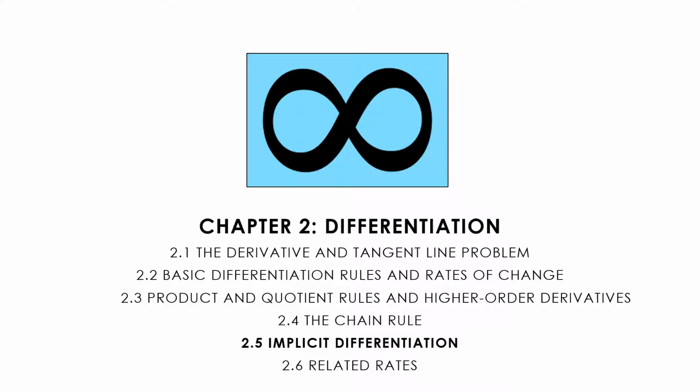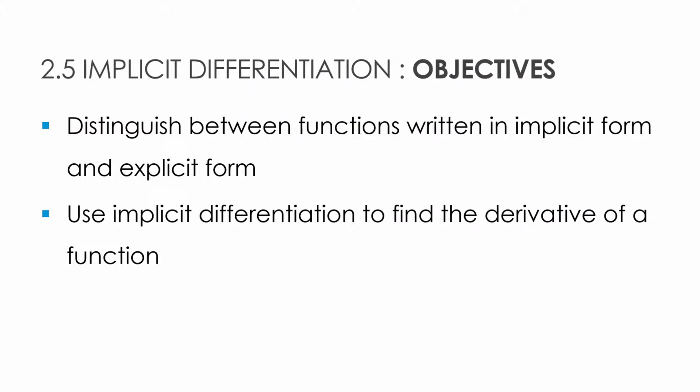Now let's take a look at implicit differentiation, which is section 2.5 in your textbook. So really the first thing we need to do is talk about what is an implicitly defined function and what is an explicitly defined function. Once we know that, then we can talk about how we can use implicit differentiation to find the derivative of, obviously, an implicit function.